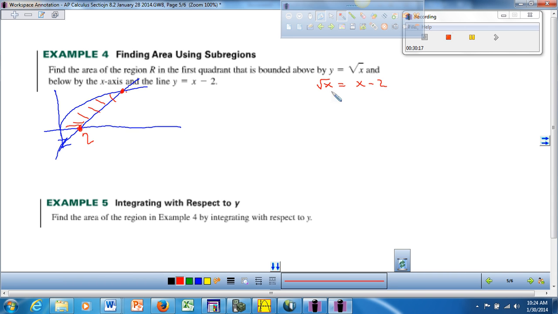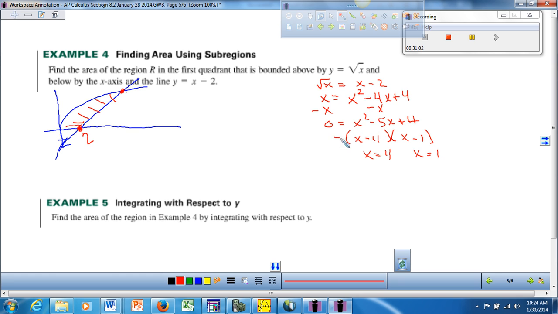What do I do next? Square both sides. And what do I have on the right? Expanded. x squared minus 4x plus 4. What do I do now? Move the x over. So we have 0 equals x squared minus 5x plus 4. That's nice. Now what? Factor: x minus 4, x minus 1. And I get x equals 4 and x equals 1.